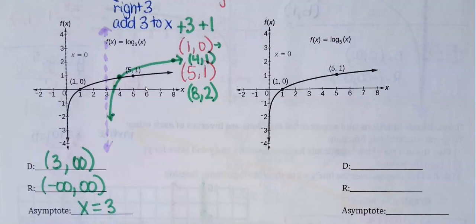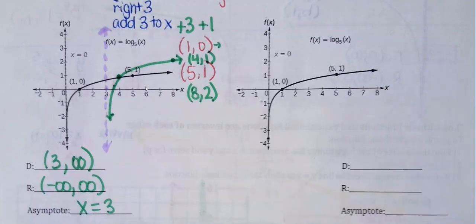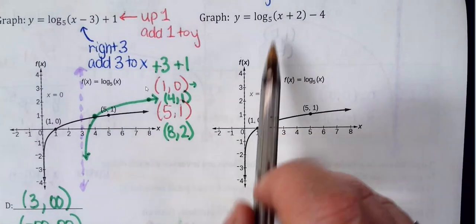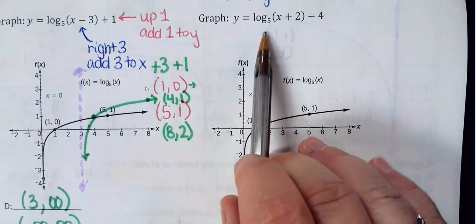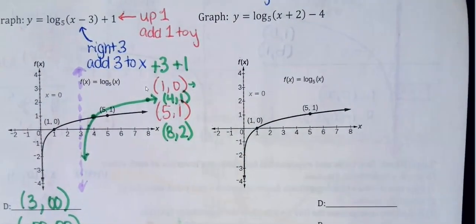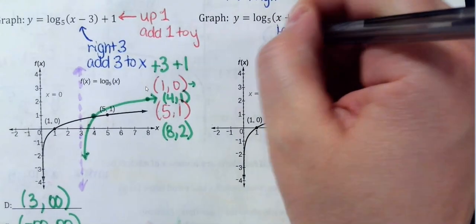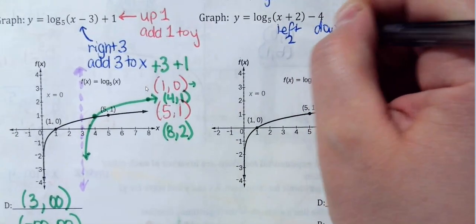Okay, is anybody having a question at the moment? Okay, now, if I give you, this is just the parent function on the graph. If I give you log base 5 of x plus 2, minus 4, can anybody just raise your hand and tell me how would that shift the graph? So if I do x plus 2, I got that in parentheses, and then minus 4. What do you think? Perfect. Okay, so this is going to be left 2, down 4, right?